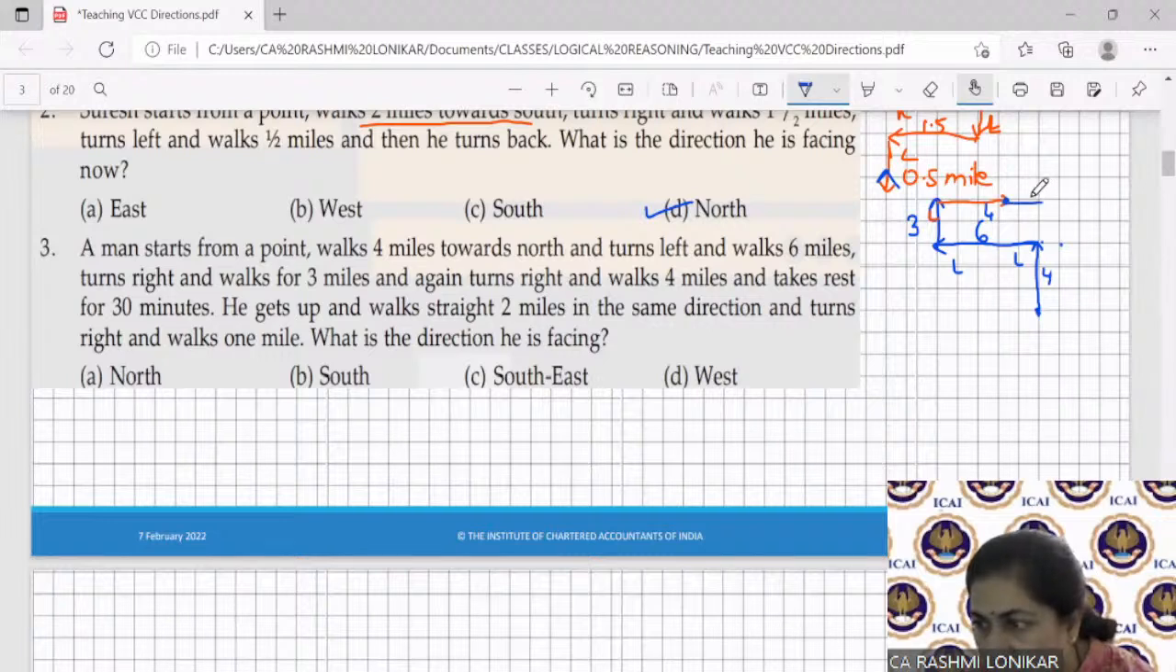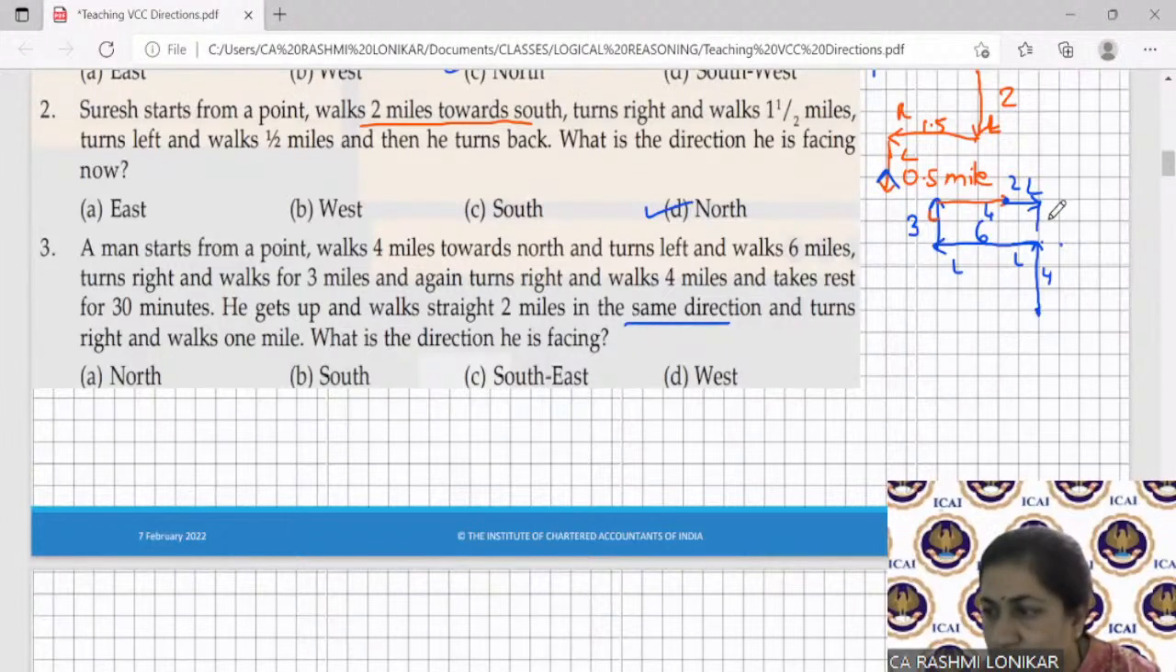From here, he is again walking 2 miles. Then what happens? Which is his left? This is his left, right? He walks straight 2 miles in the same direction. Okay, very important, same direction, and turns right. Now he's turning right. He's here left, then he turns right. Okay, so he turns right and walks 1 mile. Which direction is he facing?